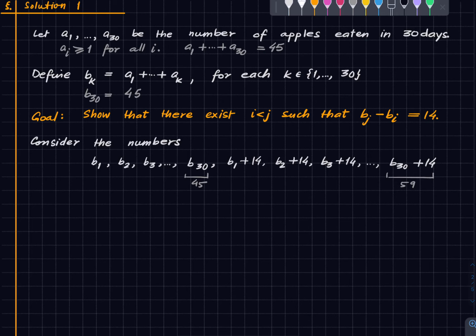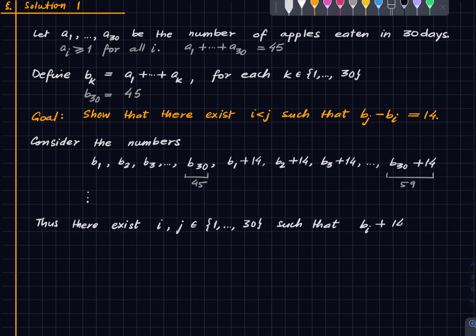But since 2 of the numbers must be equal, we must have some guy here equal to some guy there. So there exists i and j. So thus, there is some pigeonhole principle reasoning which we have said in words. We will not write it down. So thus, there exist i and j in 1 to 30 such that Bi plus 14 is equal to Bj. So some guy from here, which is written as Bi plus 14, is equal to some guy from there.